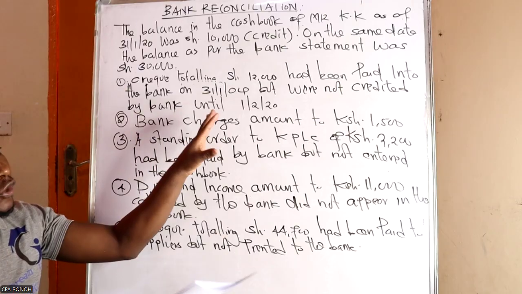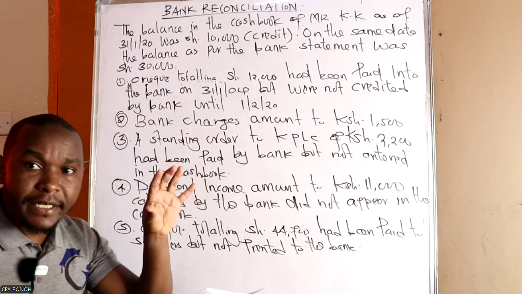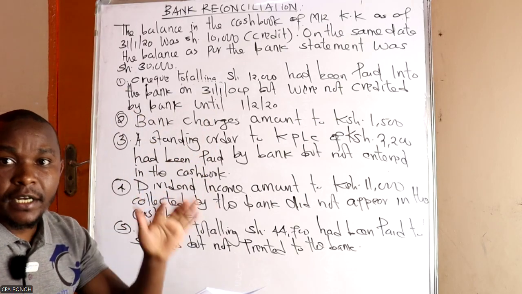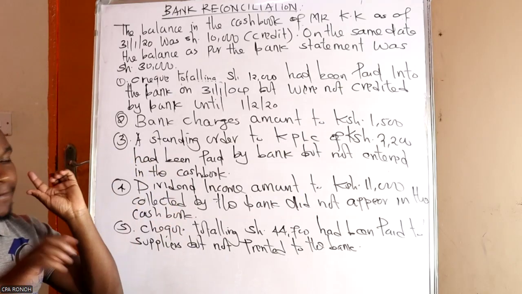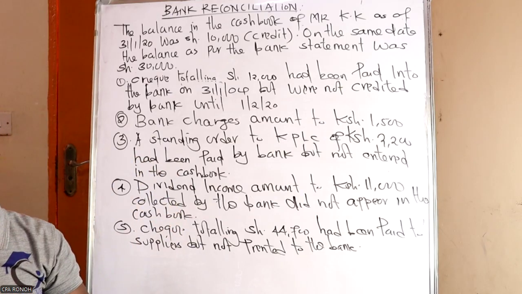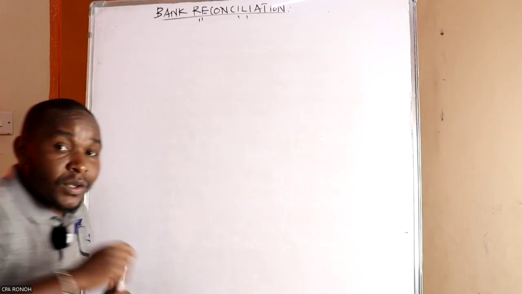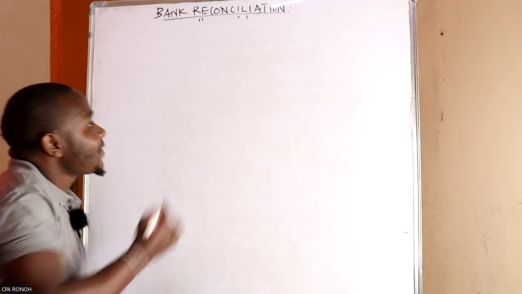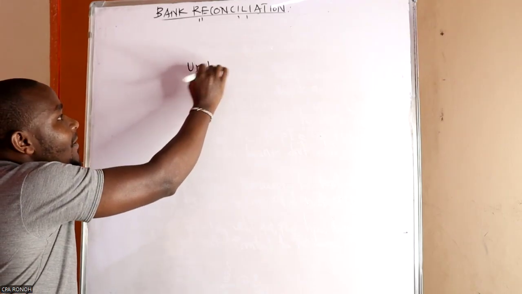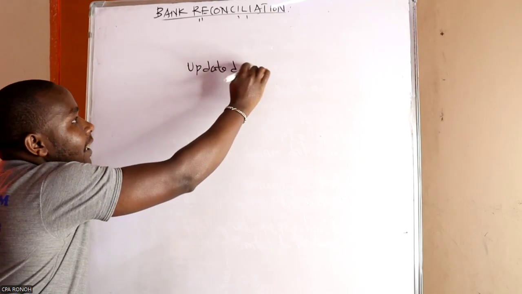So first approach, we will do an updated cash book. Thereafter, we do a bank reconciliation. I don't need marking. We go straight to the question. Okay, let's do the updated cash book.